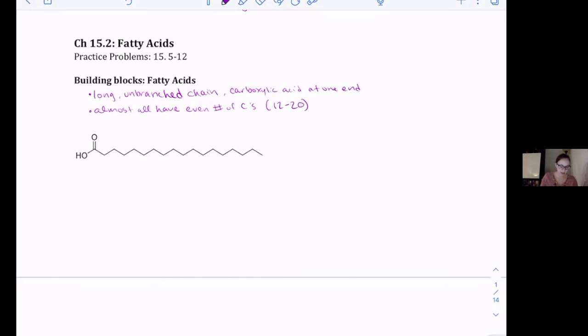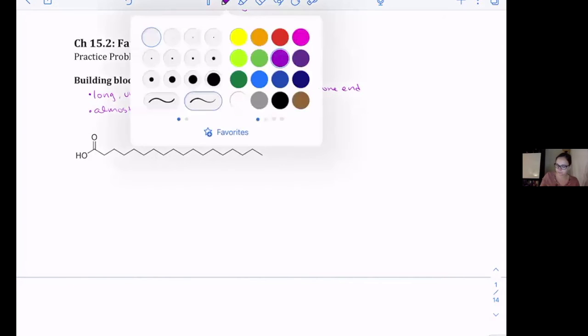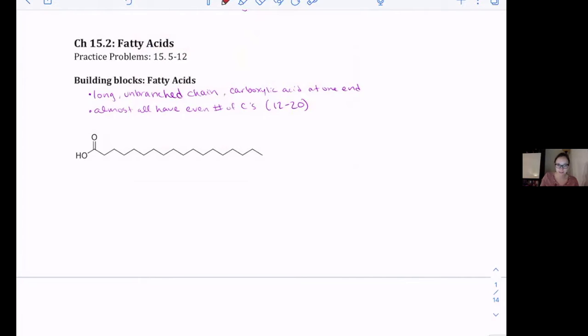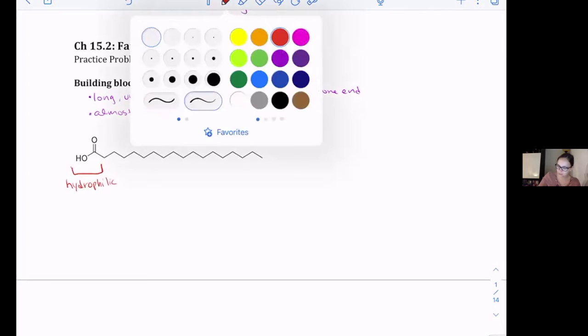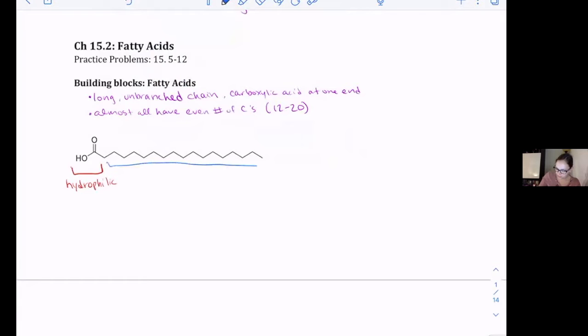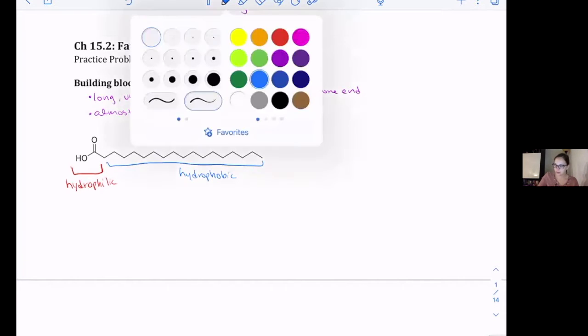And a huge characteristic of these fatty acids is they have two ends to them. So here, the carboxylic acid we call the hydrophilic end. And then the rest over here, let's do a different color, our long chain, is hydrophobic. So what do these even mean? Let's go to hydrophilic first.